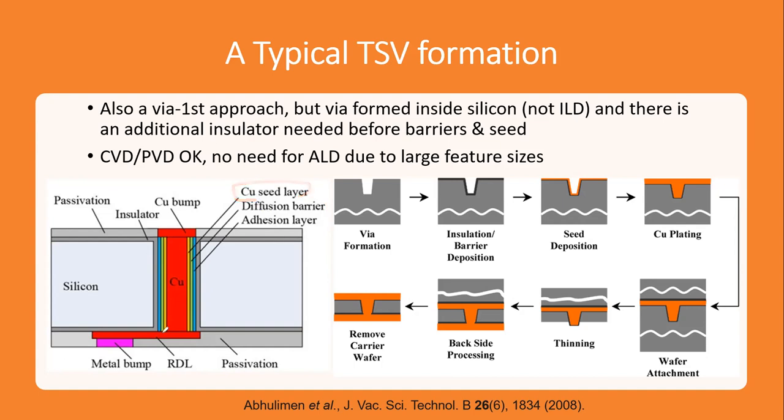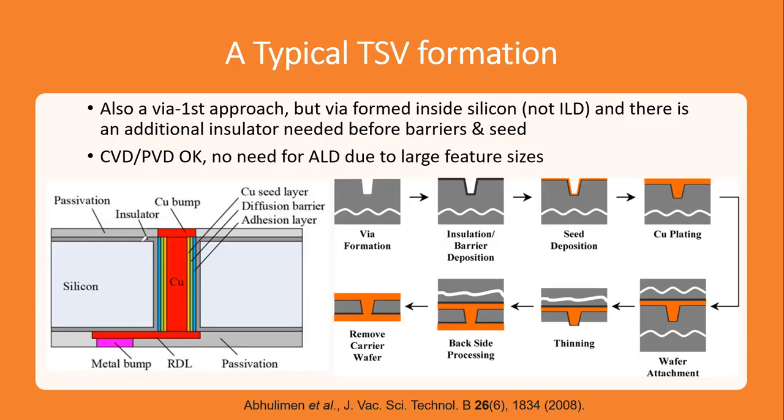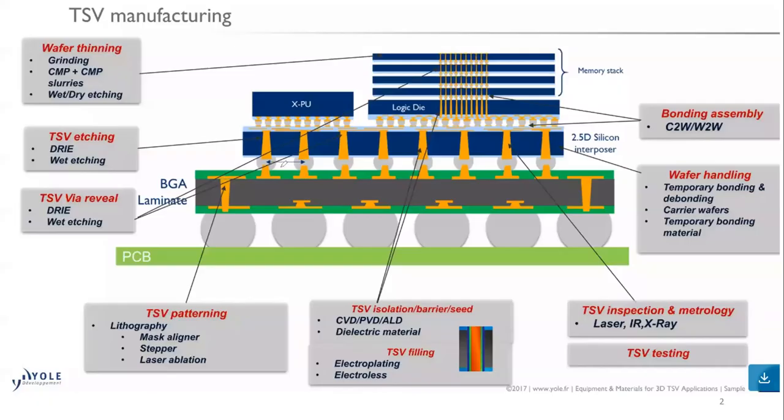This process is quite complex, but this complexity is exactly the same as the back-end-of-line copper that we mentioned earlier, except for some minor differences. The difference is that you need to add a TSV dielectric layer. That's this dark gray part here, which we introduced in the very beginning, the TSV isolation layer.